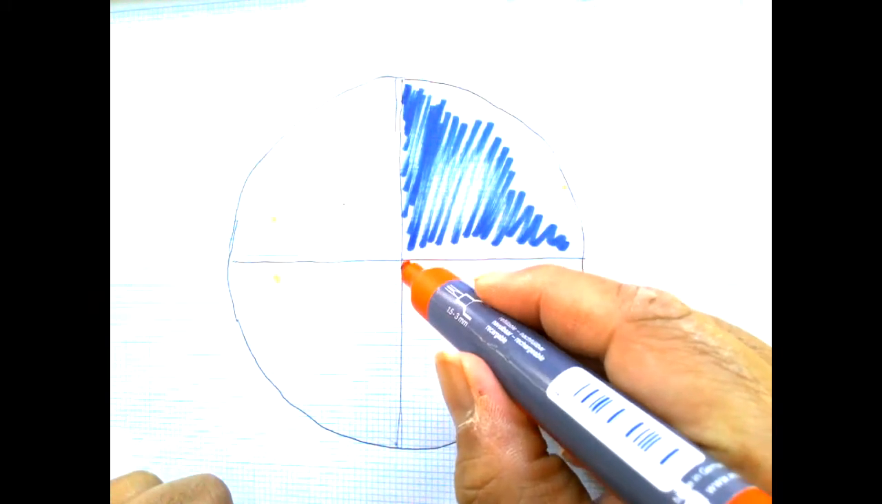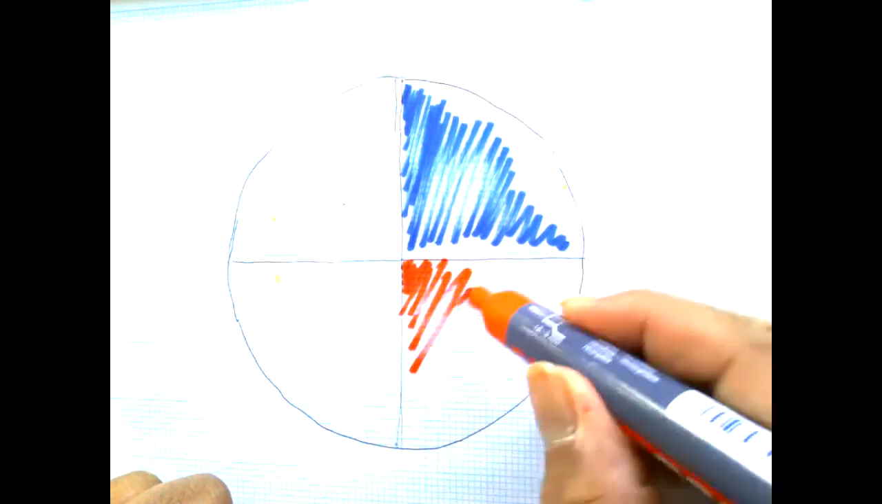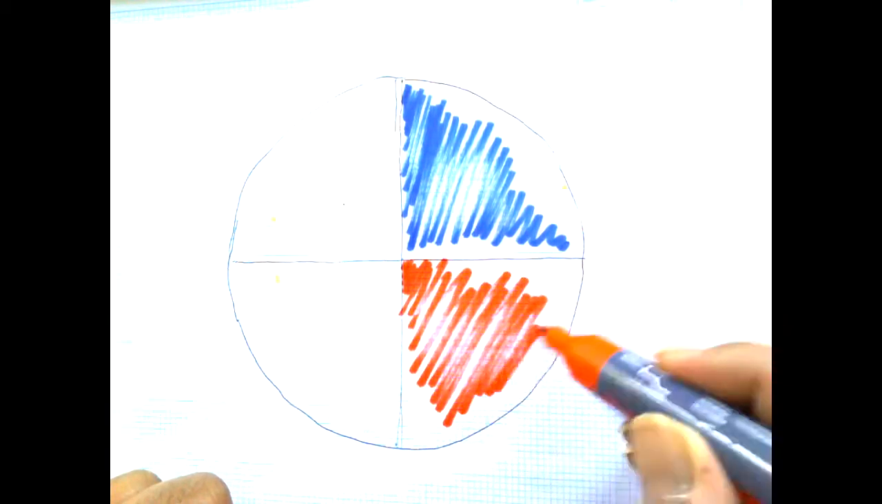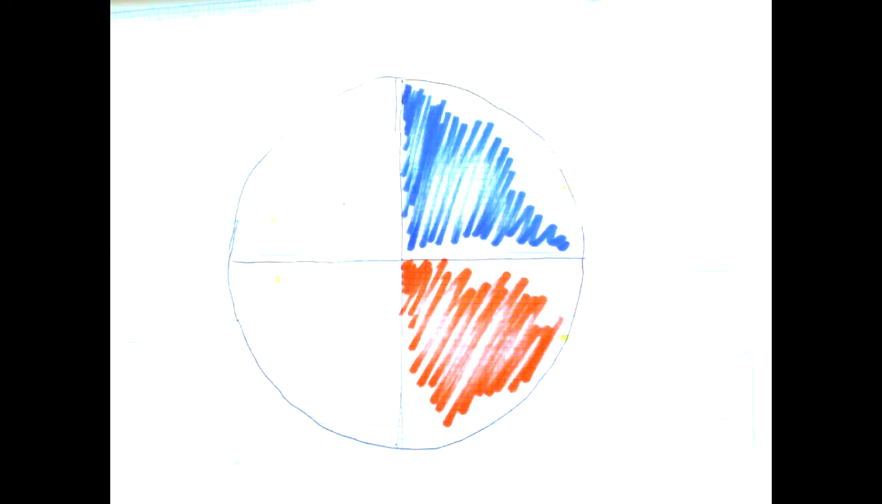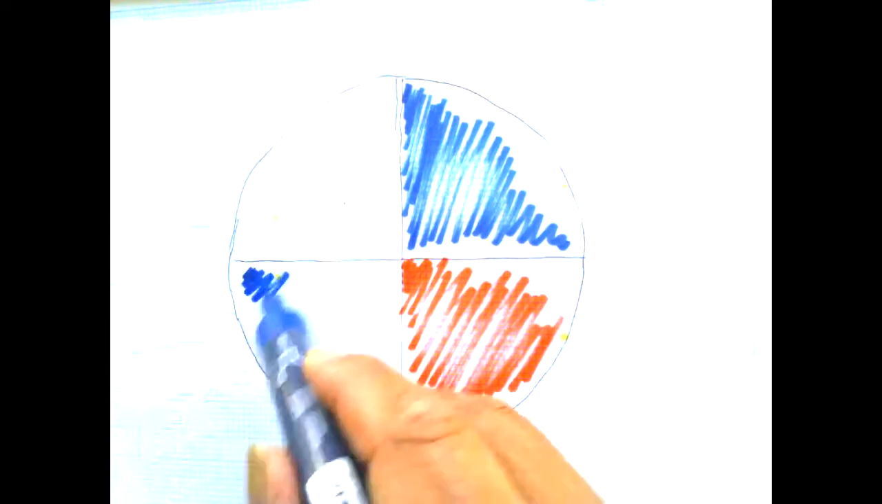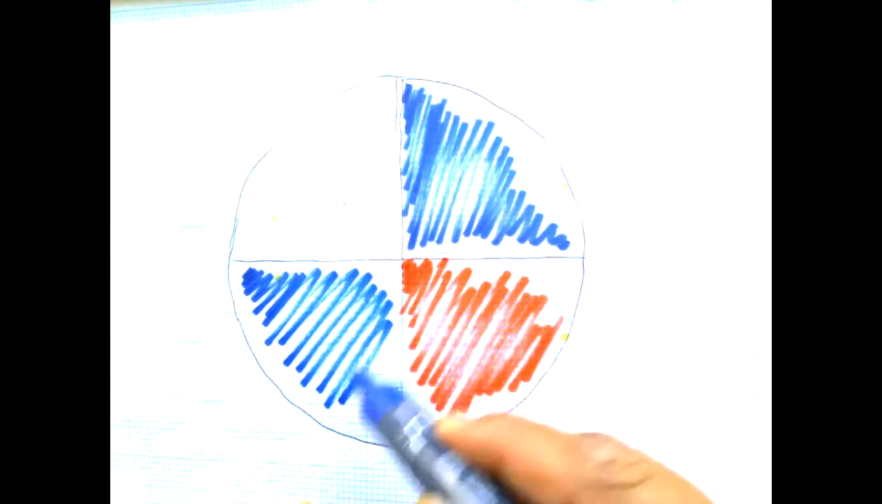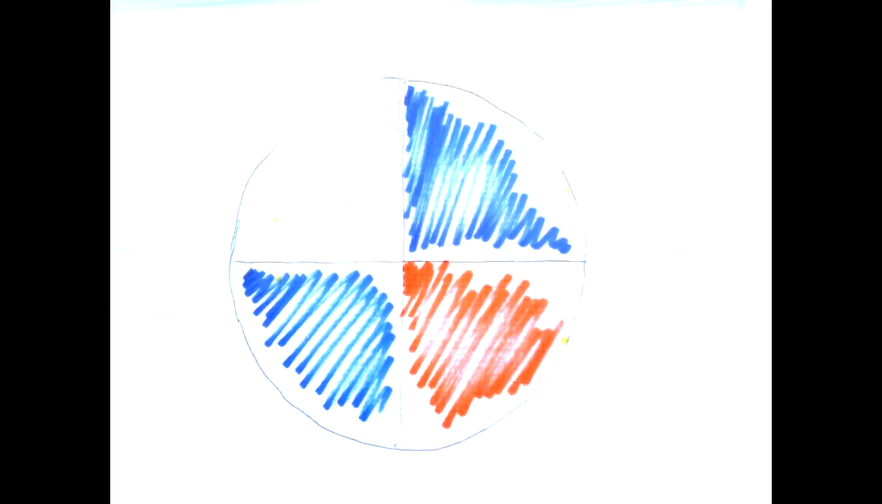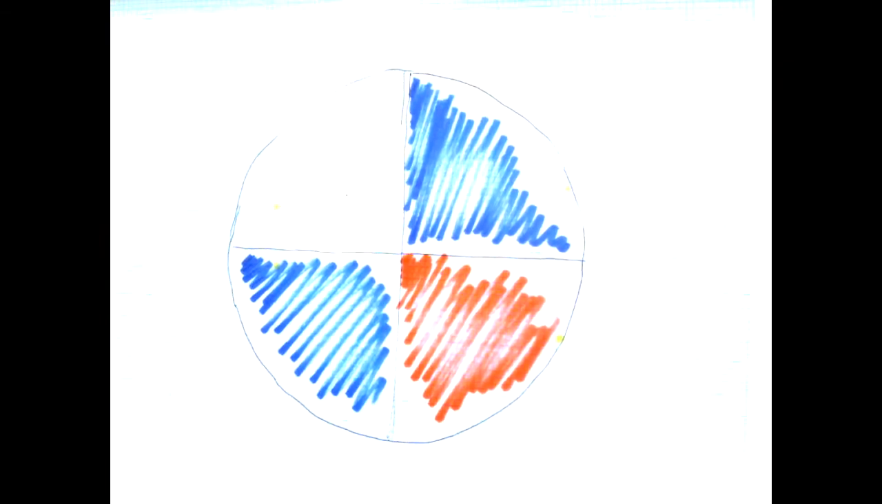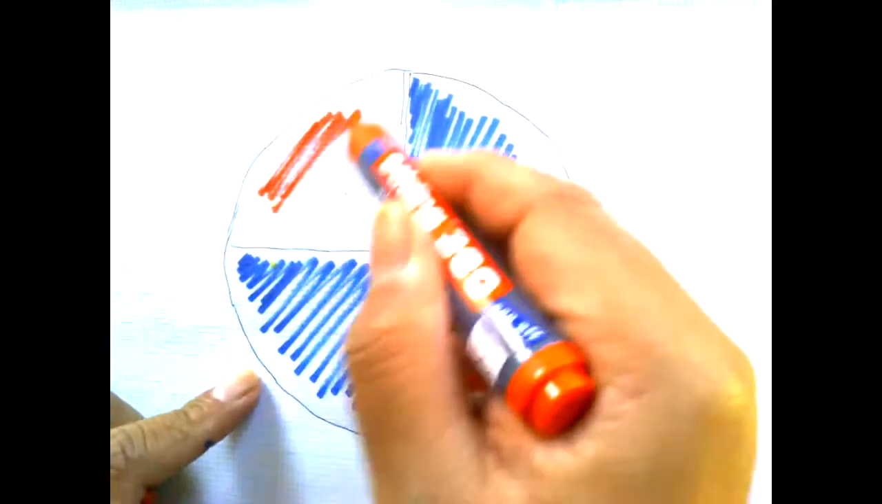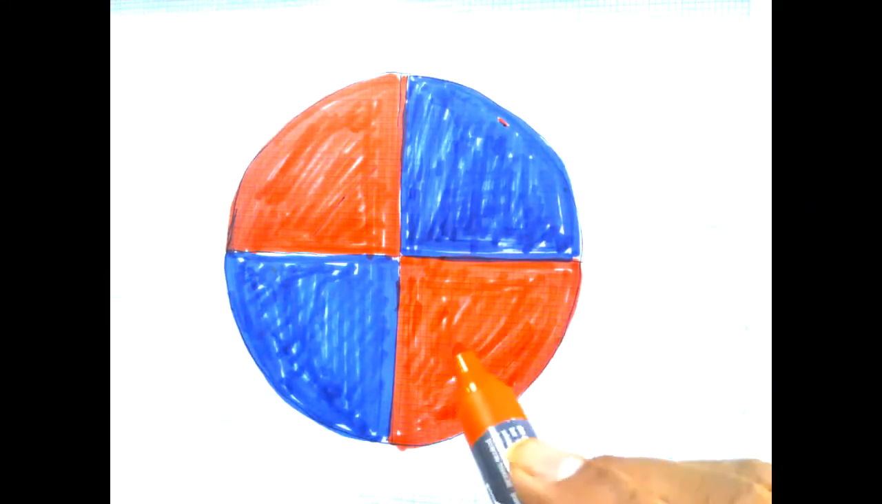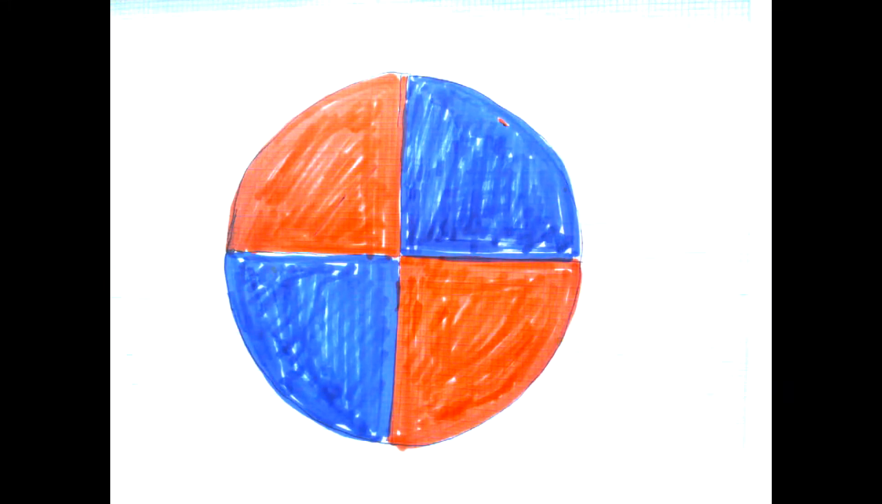And then the next side will be colored green, red. There you go. And then this side is colored blue, and then the other side is colored red. I invite you to do the same. So this is our activity today.